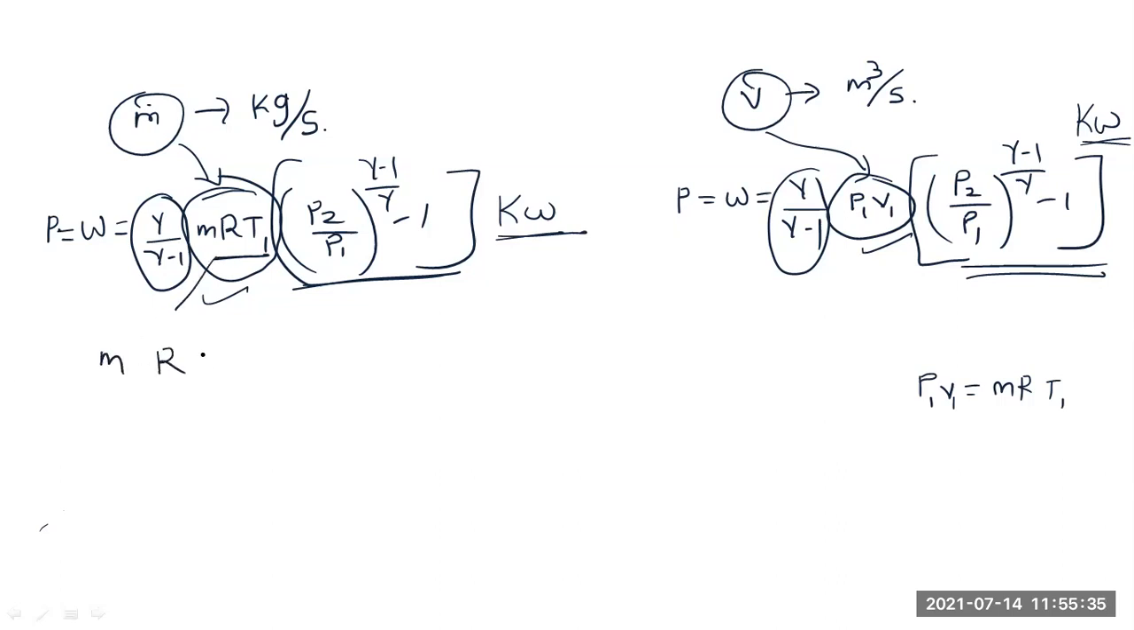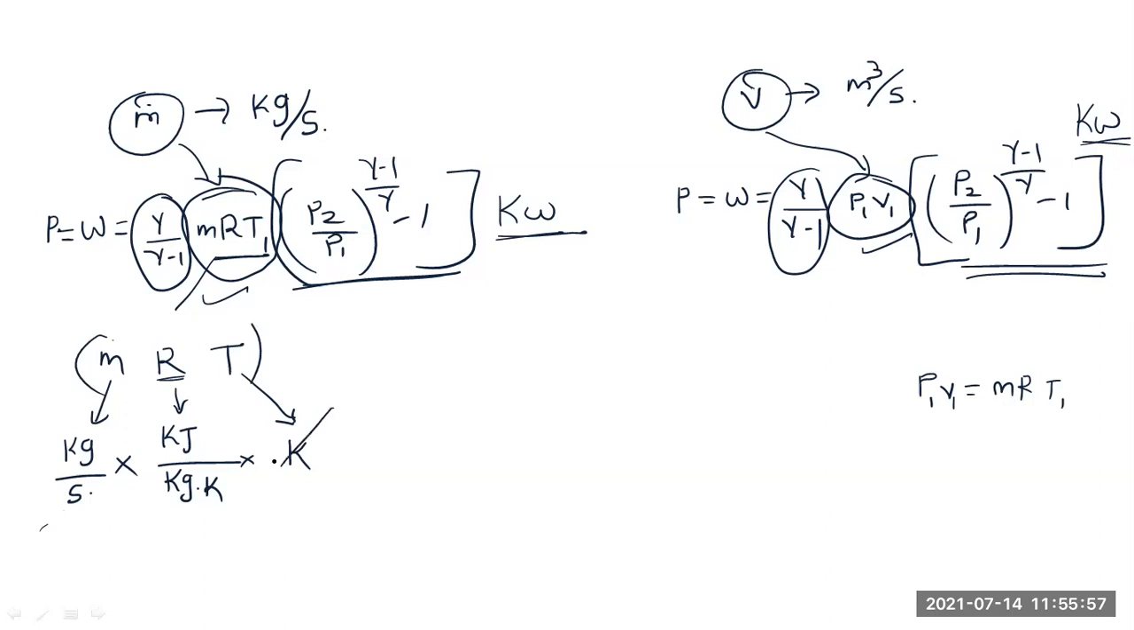mRT1. What is the unit of mass? It is in kg per second into. What is the unit of R? Unit of R is kilojoules per kg Kelvin into. What is the unit of temperature? Unit of temperature is Kelvin. Okay, this is mRT. Now if you will calculate this Kelvin, kg, what we will get? Kilojoule per second. And what is kilojoule per second? Kilowatt. So if we are putting mRT, then the power unit we are getting in kilowatt.